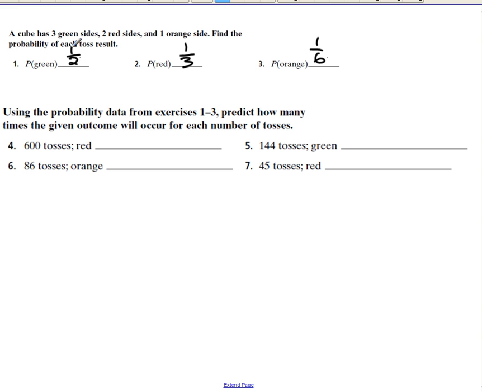For 4 through 7, you're going to use these numbers plus one of our very oldest math friends.